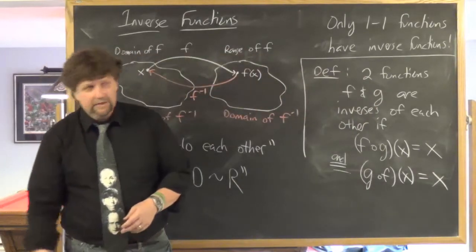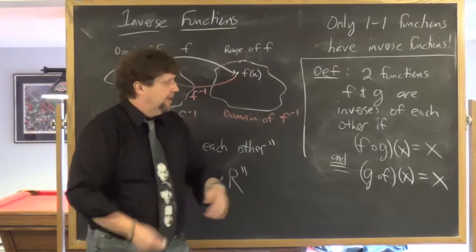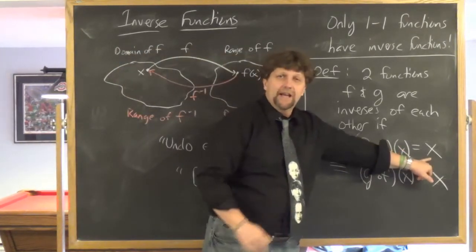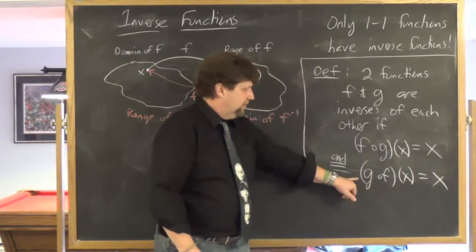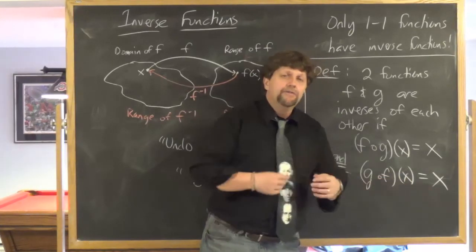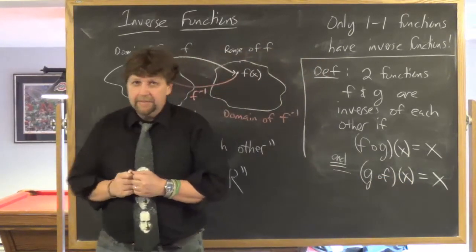So two functions are inverses of each other if, when you do the FOG of x, you get x. It simplifies down to x. And when you do GOF, it simplifies down to x. That's how you're going to know if two functions are inverses of each other.